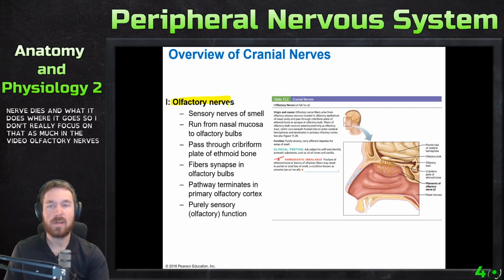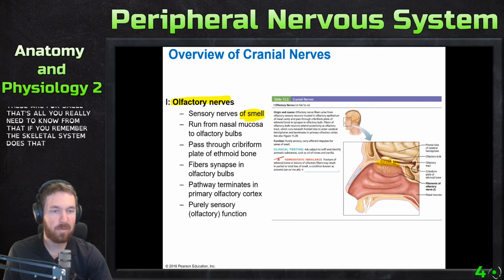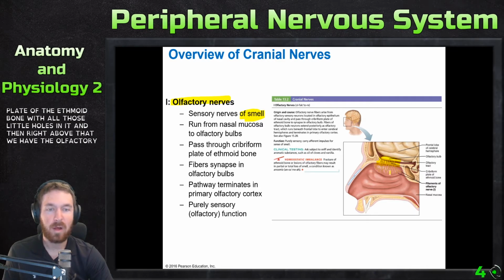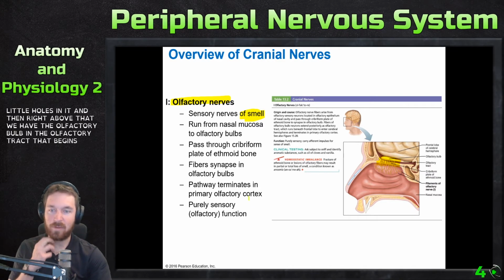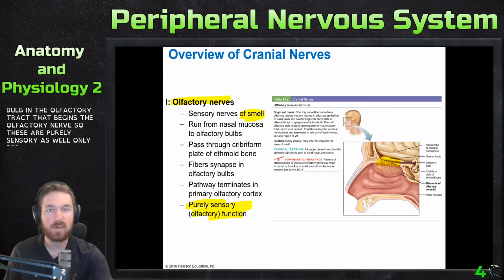Olfactory nerves are for smell, so that's all you really need to know from that. If you remember the skeletal system, there's that cribriform plate of the ethmoid bone with all those little holes in it. Right above that, we have the olfactory bulb and the olfactory tract that begins the olfactory nerve. So these are purely sensory as well, only perceiving smell.